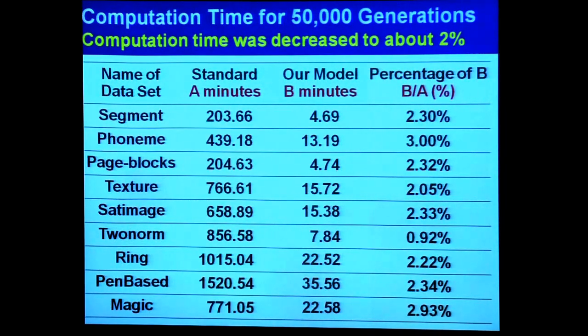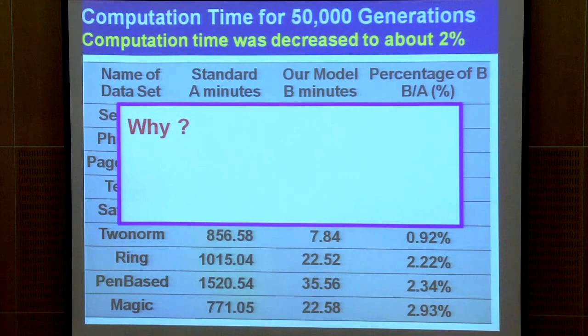This is a result about the computation time. Standard means standard implementation, A minutes. And our model means our parallel model, B minutes. And percentage of B is B over A %. So the computation time was decreased for the first data set to 2.3%. And next one, for NIM data, 3.0. And almost all of them are 2 point something, and some are 0.92. So we can say that the computation time was decreased to about 2%.